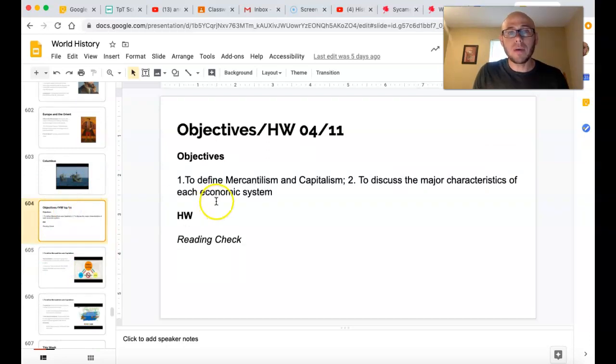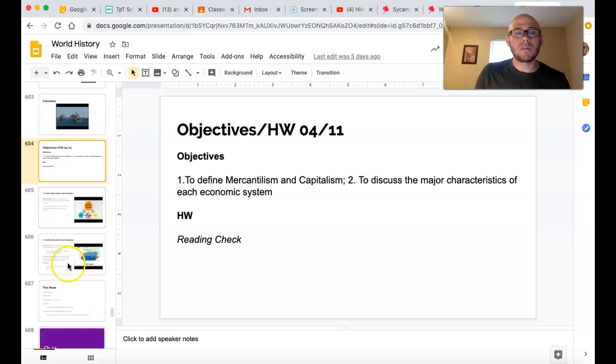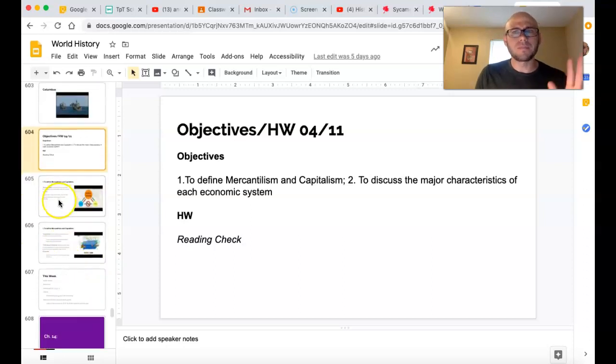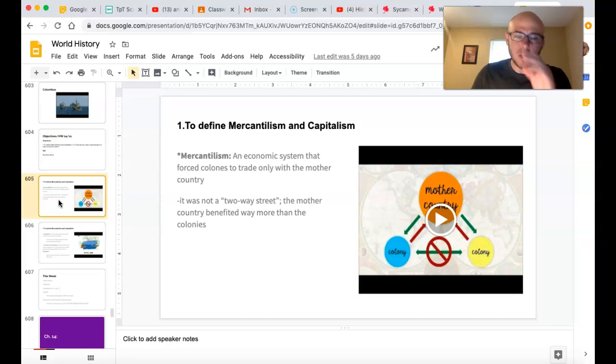Okay, the last part we're going to talk about is mercantilism and capitalism. We're going to discuss the major characteristics of each, because now that we've talked about some of the main explorers and the countries sending the explorers, let's talk about the economics behind it. This will be pretty quick, but I want you to understand the systems in place here. So this is mercantilism. A mercantile system basically is an economic system that forces colonies to trade only with their mother country.